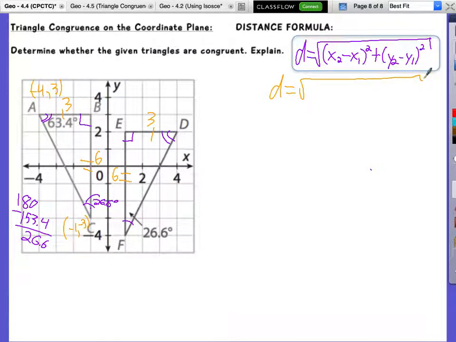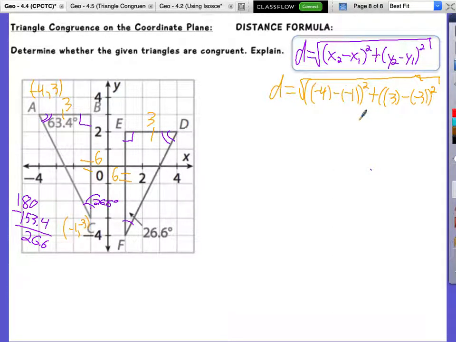So someone help me plug this in and set up the distance formula. Kaylee. Okay, so it would be, let's do -4 minus -1 in parentheses, squared, plus parentheses 3 minus -3, parentheses squared. Very good.